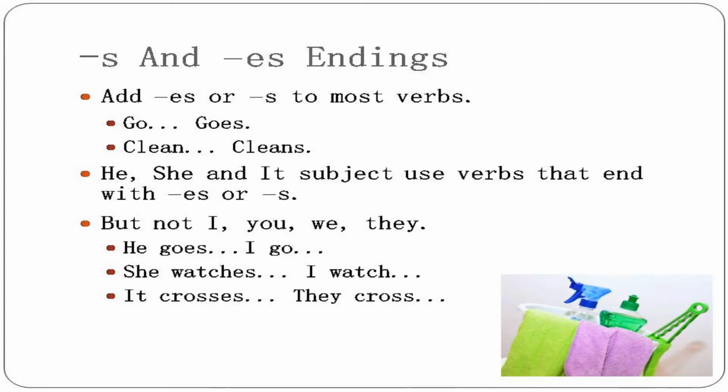So one thing to consider with the present tense is that the verbs change as well. We either add es or s to them. So go turns into goes, clean turns into cleans. So he, she and it as the subject in the sentence use verbs that end with es or s. But I, you, we and they are unchanged.